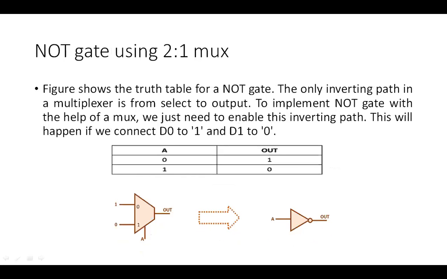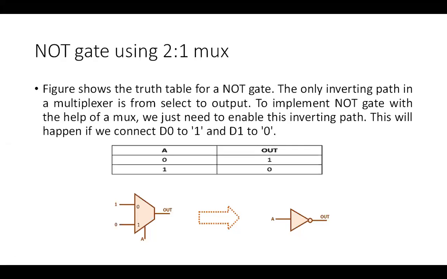Then NOT gate. So this is going to be for NOT gate. When I select A is equal to 0, then 1 is going to come. When I select A is equal to 1, then 0 is going to come. So this is all about a little bit of creativity. Don't you think so? This is a little bit of creativity using MUX and implementing your logic gates. The only thing is you'll have to pay keen attention to the values on your input side and output side. Okay? Fine.